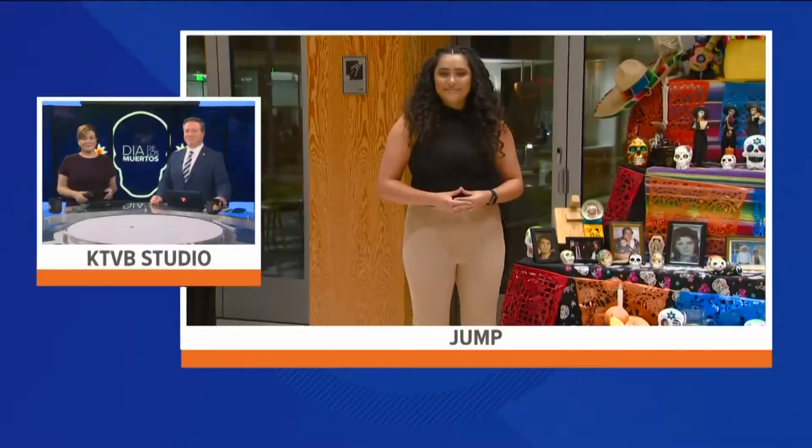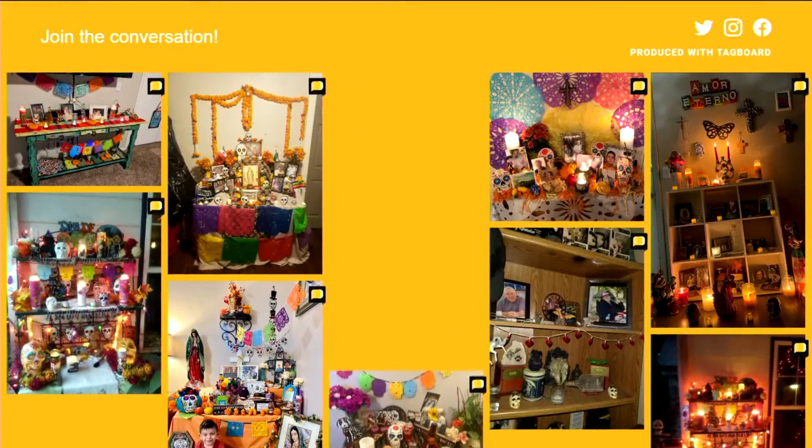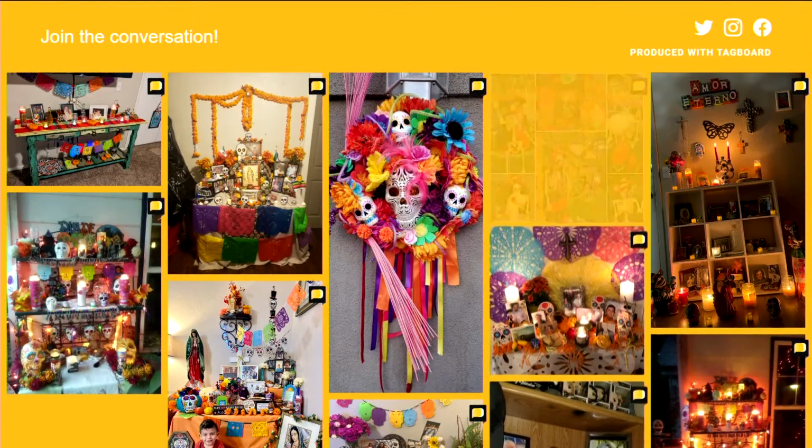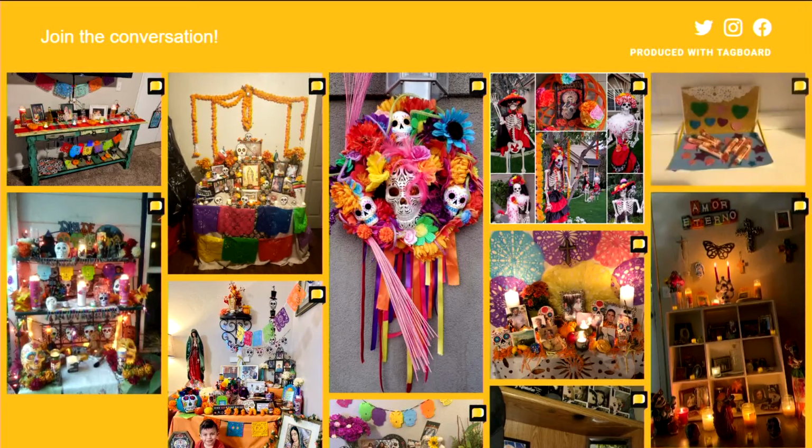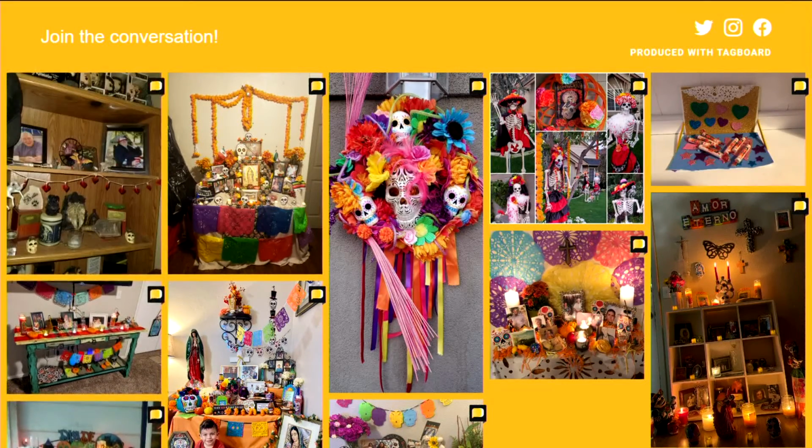Maggie, Justin. All right, and you know what? We asked you to share some of your Dia de los Muertos altars, and you did. Here they are. Take a look as we head out to break, and go to Jump if you want to check this out in person. Thanks to Brenda for bringing us all of this this morning. Those are gorgeous. Awesome. We will be right back.